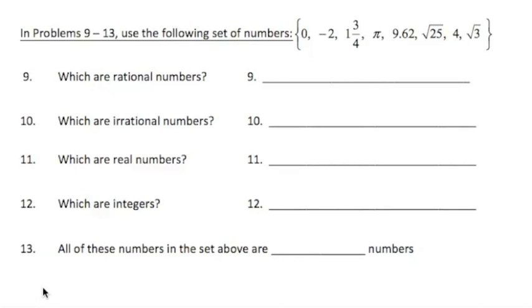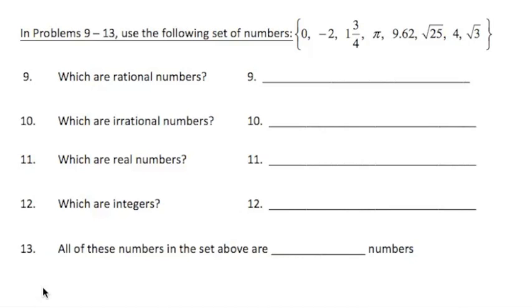So in this video, I'm going to cover the different types of problems that appear on the very first practice test in Math 101. We're going to start here with problems 9 through 13, and in problems 9 through 13 we're asked to identify in this set of numbers which numbers are rational, irrational, and so on. So let's take a look and I'll walk you through this.